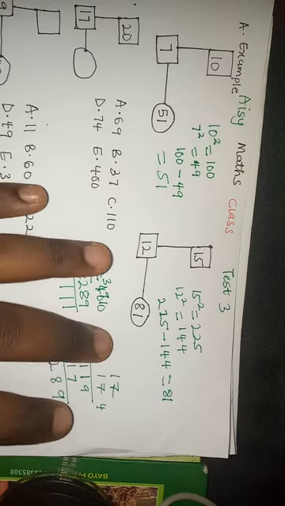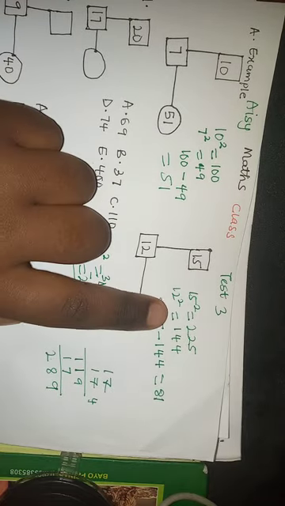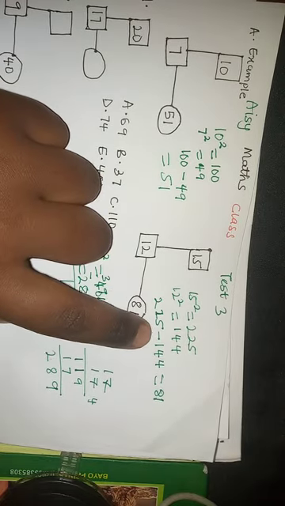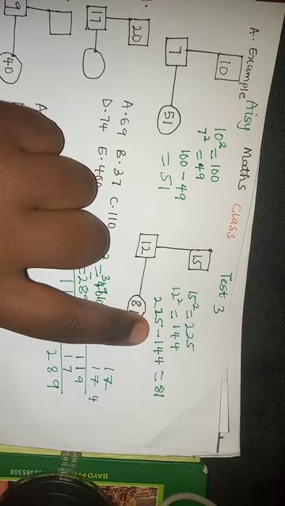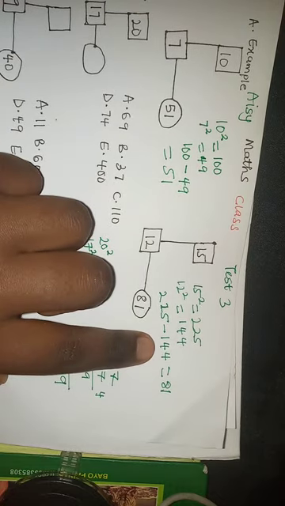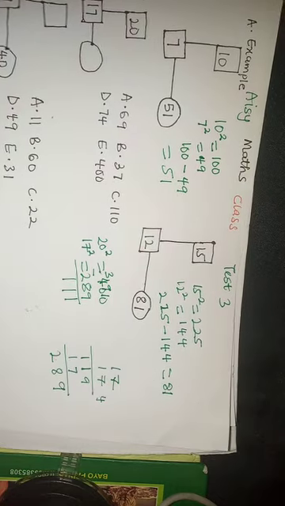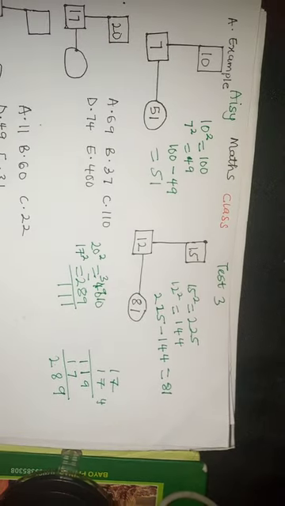Same thing I did here. I found the square of 15 and the square of 12. Then I subtracted: 225 minus 144, which gave me 81. So that's how I got this. Find the square of this, square of this, you subtract.